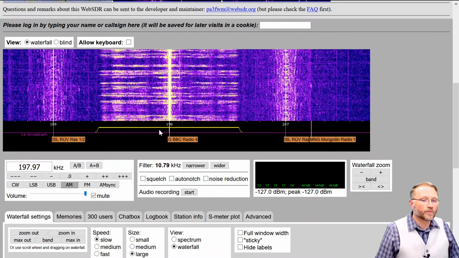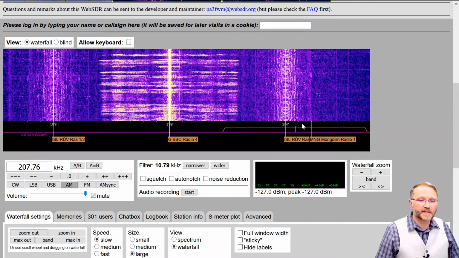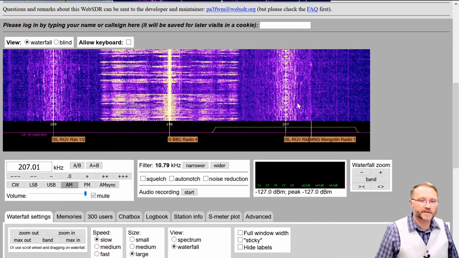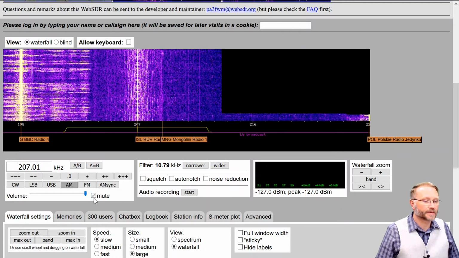Again, this is BBC Radio 4. It's got a very wide bandwidth. Right next to it is another radio station. So let's see what that one sounds like.